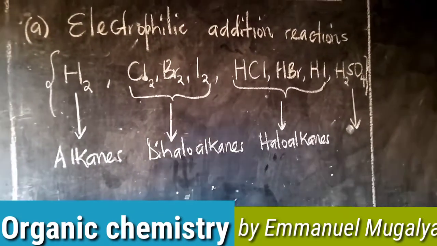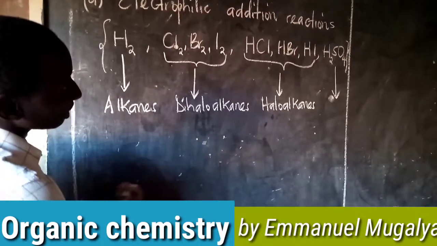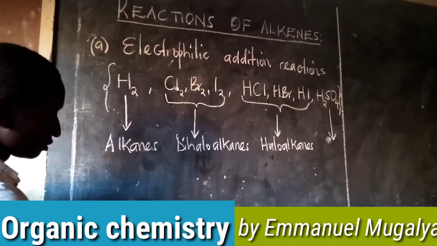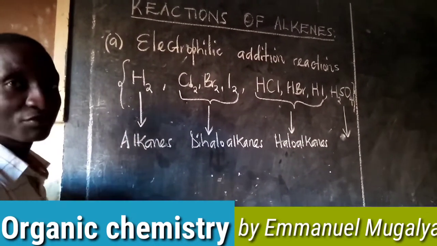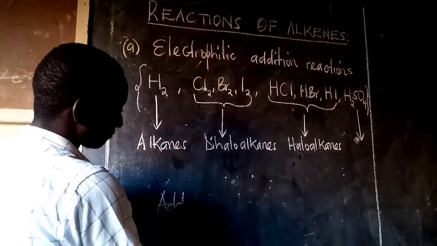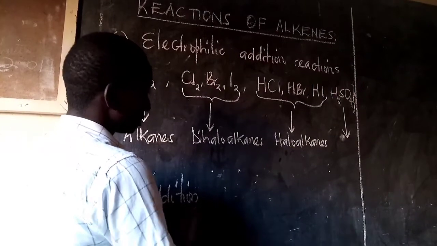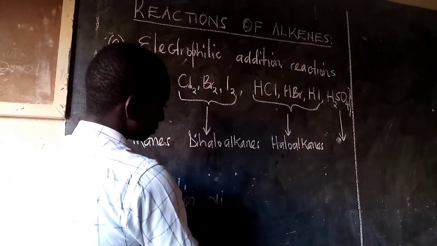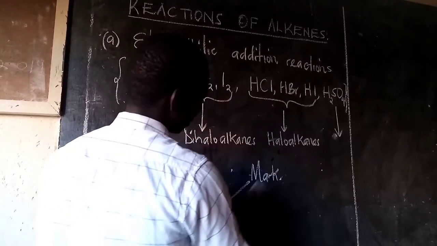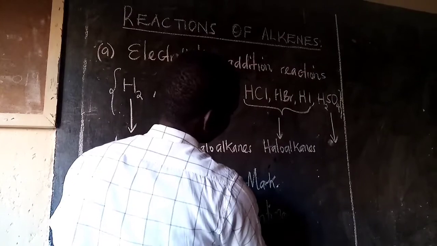Now, in these addition reactions, we shall focus on the pathway that is used as we do the addition reactions, which involves addition via Markovnikov's and addition via anti-Markovnikov's. So someone should have that knowledge as some background to help us see the reaction pathways. So we shall see addition via the Markovnikov's, and then addition via the anti-Markovnikov's.